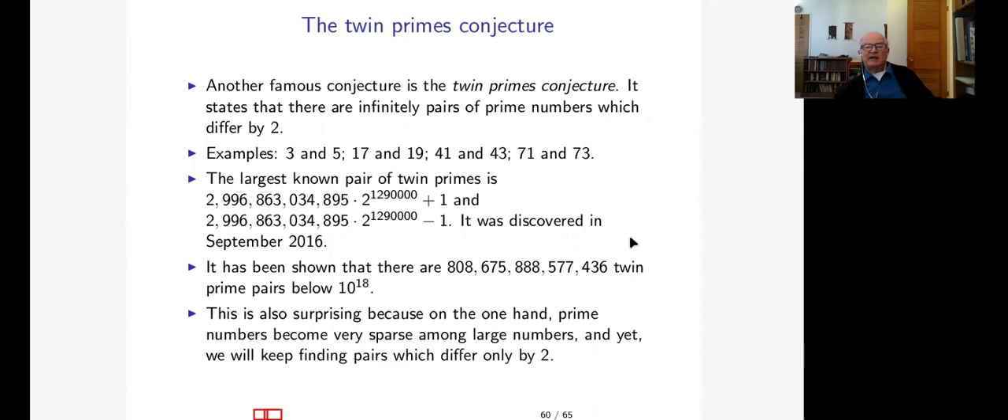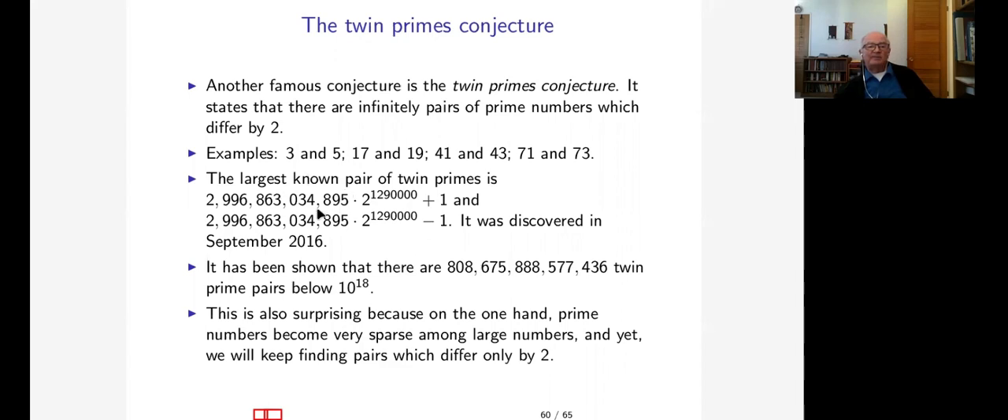So this is again startling, because on the one hand, the prime numbers become so sparse that you would say, what are the chances of 2 numbers differing by 2? On the other hand, prime numbers are so many that you would say, oh yes, no matter how far I go, I will have prime numbers which differ by 2.